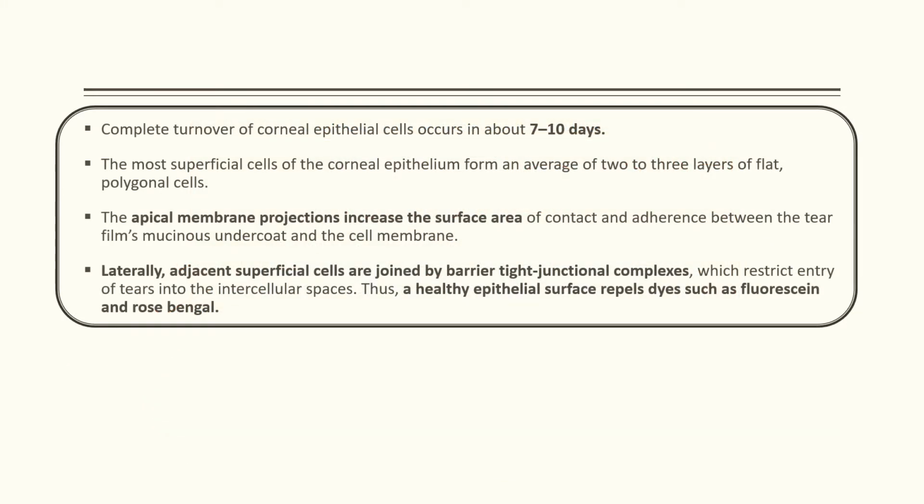The complete turnover of corneal epithelial cells occurs in about 7 to 10 days. The most superficial cells of the corneal epithelium form an average of about 2 to 3 cell layers of flat to polygonal cells, as we have seen in the previous diagram. That is 2 to 3 layers thick. These apical membrane projections increase the surface area of contact and adherence between the tear film's mucinous undercoat and the cell membrane. Now laterally, the adjacent superficial cells are joined by barrier tight junctional complexes.